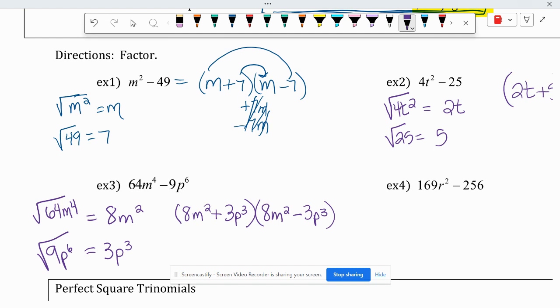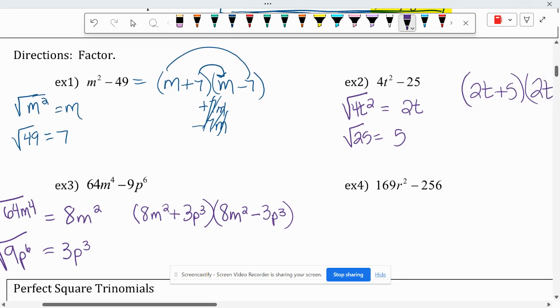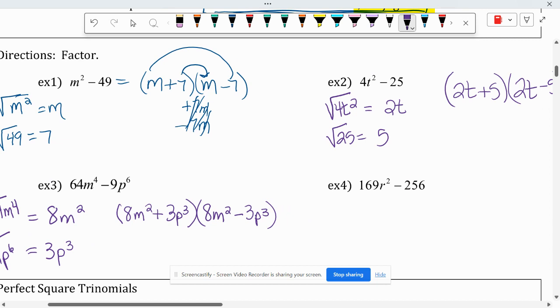This is difference of two squares. Difference of two squares. Does this make sense? Okay. So what am I going to do for this last one? Dakota, you walk me through the whole thing.